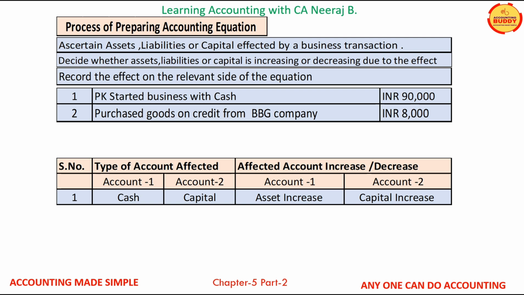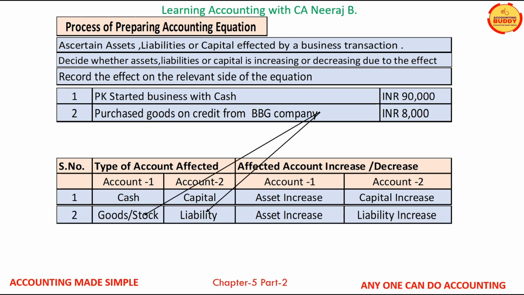PK purchased goods worth INR 8,000 from BBC company on credit. In this business transaction, the two accounts which will be affected are stock and the second account is liability. Second account in this case is liability because the goods are purchased on credit. As a result of this credit purchase of goods, stock, which is a current asset, will increase and the BBC company will become a creditor, and therefore the liability will also increase.